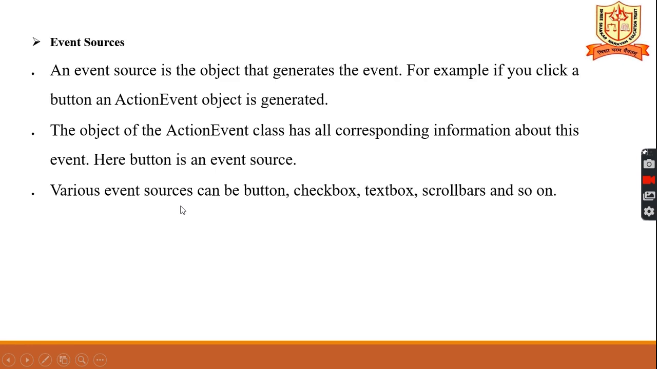Event sources: a source is the object that generates the event. For example, if you click a button, an ActionEvent object is generated. The object of the ActionEvent class has all the corresponding information about this. Here, the button is the event source. Various event sources can be buttons, checkboxes, text boxes, scroll bars, and so on.